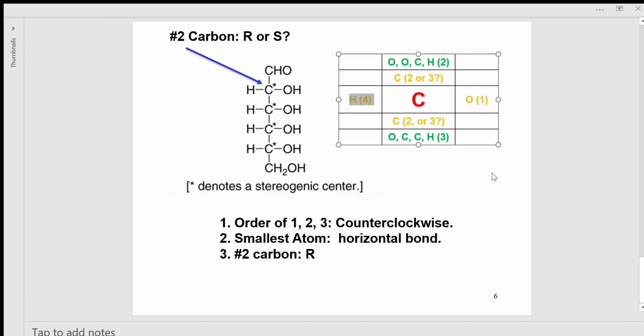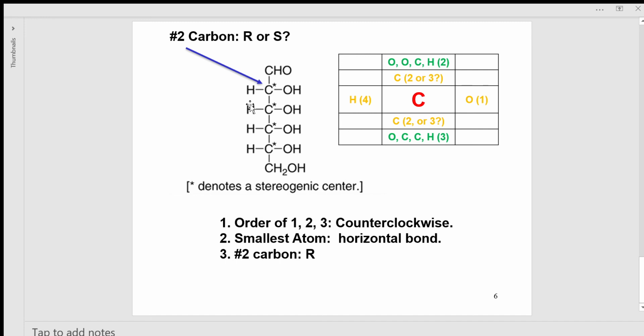We just need to decide the direction, the rotation from 1 to 3. It is counterclockwise. So in OChem 1, when we see counterclockwise, it is S. It's an S stereogenic center. However, the rule for S is we have to put the number 4 atom onto the dash line.